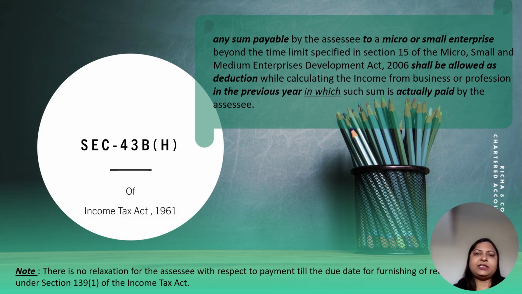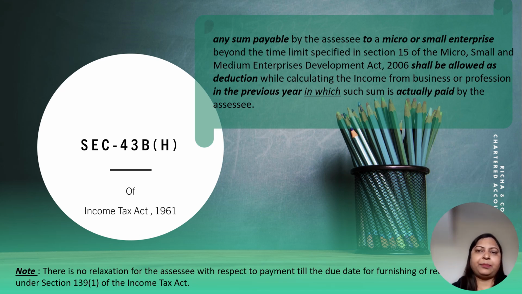So let us first understand what section 43B(h) of the Income Tax Act 1961 says. Any sum payable by the assessee to a micro or small enterprise beyond the time limit specified in section 15 of the MSME Act 2006 shall be allowed as deduction. So let us understand up to here first.